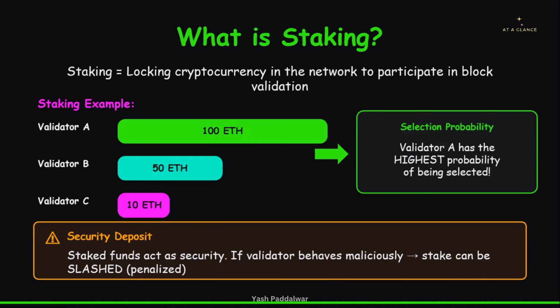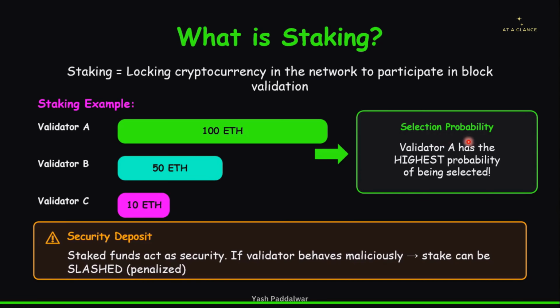Now in the definition, if you remember, I used the word stake. What exactly is the meaning of it? What is staking? We'll see this with the help of an example. Staking means locking cryptocurrency in the network to participate in block validation. For example, here we have three validators. Validator A has a stake of 100 ether, validator B has a stake of 50 ether, and validator C has a stake of 10 ether. When I say stake, that means this amount of cryptocurrency is locked for the process of validation.